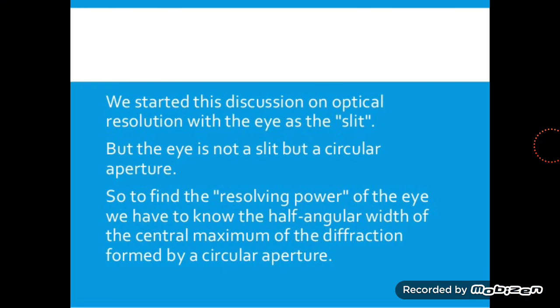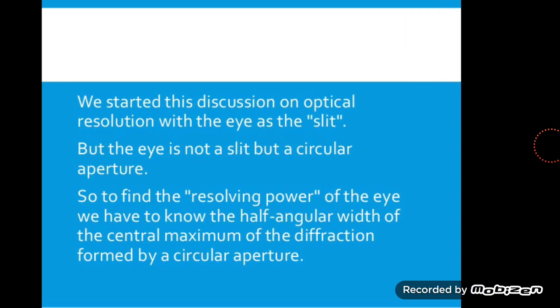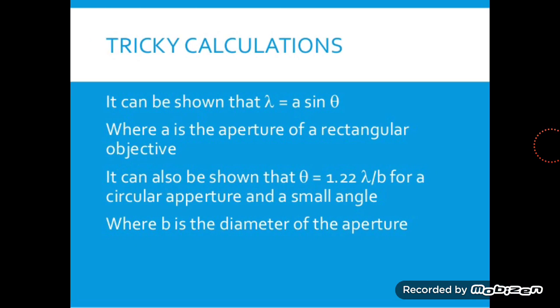We started this discussion on optical resolution with the eye as the slit, but the eye is not a slit but a circular aperture. So, to find the resolving power of the eye, we have to know the half angular width of the central maxima of the diffraction formed by a circular aperture. With a tricky calculation, it can be shown that, as we know, lambda equals a sin theta, where a is the aperture of a rectangular objective.